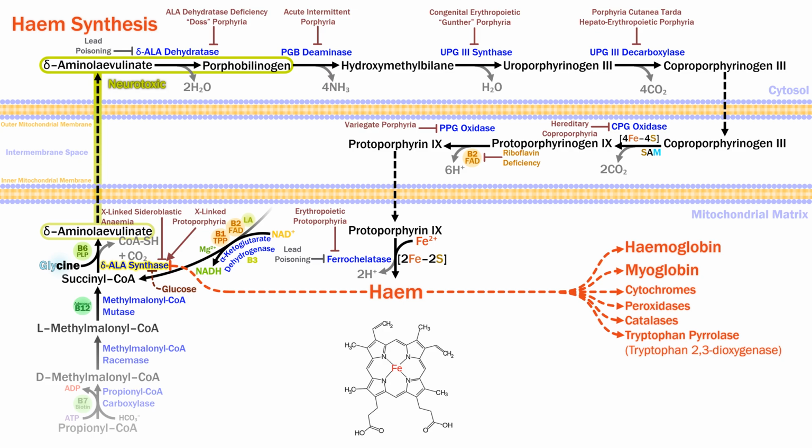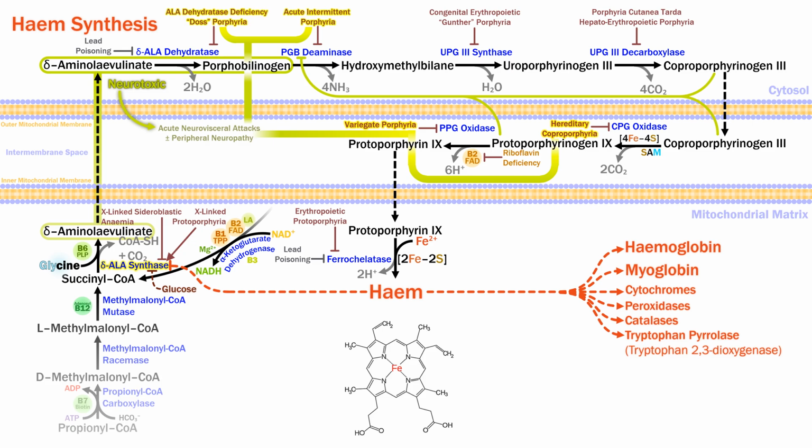There are 2 other porphyrias, which are actually mixed porphyrias because they can cause chronic cutaneous symptoms and acute attacks. The reason they have acute attacks is the accumulating porphyrins, protoporphyrinogen 9 and coproporphyrinogen 3, inhibit PBG deaminase, the same enzyme that's deficient in acute intermittent porphyria. As a result, all 4 of these porphyrias can cause acute attacks, though variegate porphyria to a lesser extent.